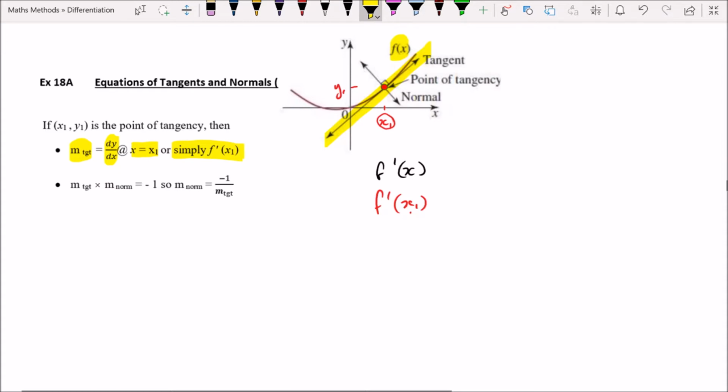Now, you can see we've discussed the word tangent, and we know that there's a point on this line. It's called the point of tangency. There's the word normal that appears here. What is that all about? Well, the normal is perpendicular to the tangent.